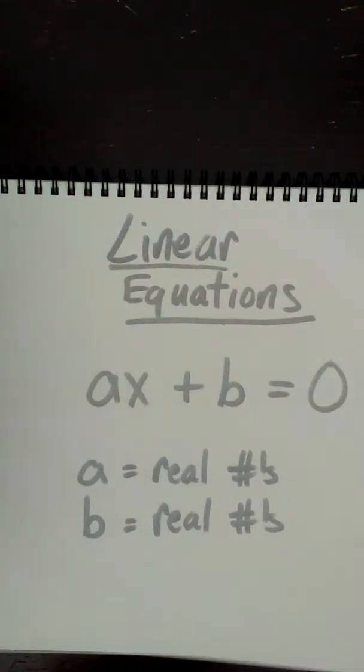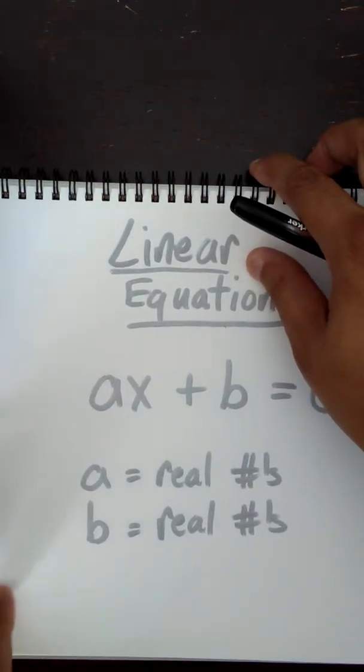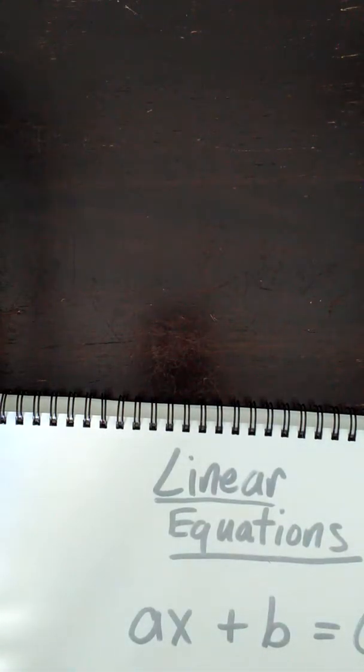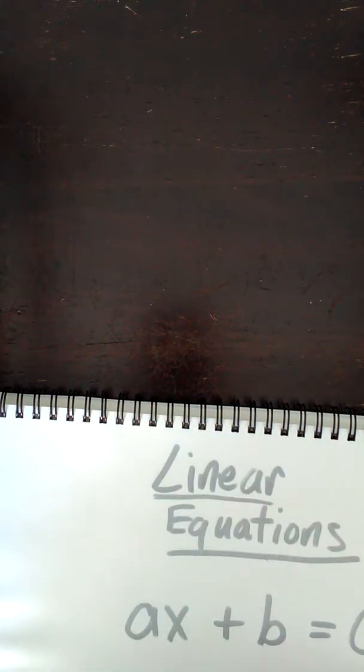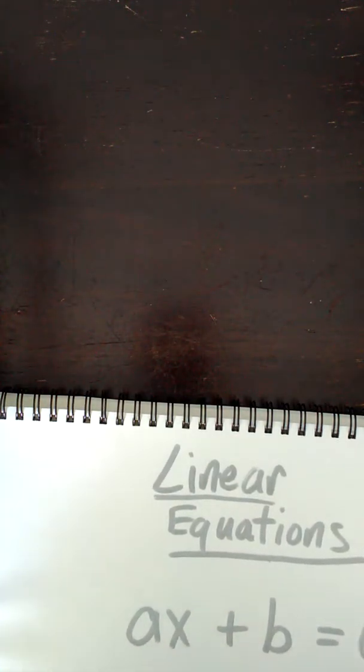This is also called a first degree equation. The left side of the equation is a polynomial in x of degree 1. It's relatively easy to solve a linear equation. The idea is to isolate the variable.